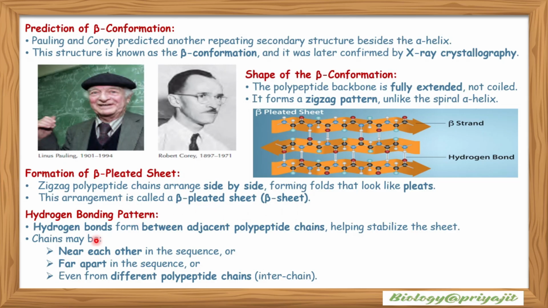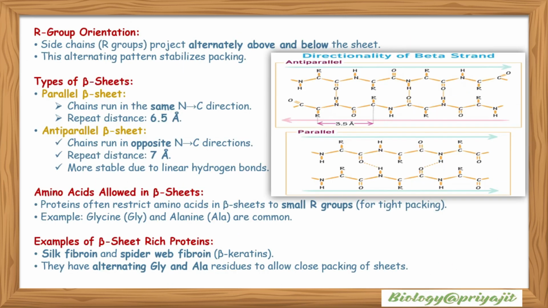Hydrogen bonding pattern: hydrogen bonds form between adjacent polypeptide chains, helping stabilize the sheet. These chains may be near each other in the sequence or far apart in the sequence, or even from different polypeptide chains, or interchains. R group orientation: side chains or R groups project alternately above and below the beta pleated sheet. This alternating pattern stabilizes the packing of the beta pleated sheet polypeptide chains.